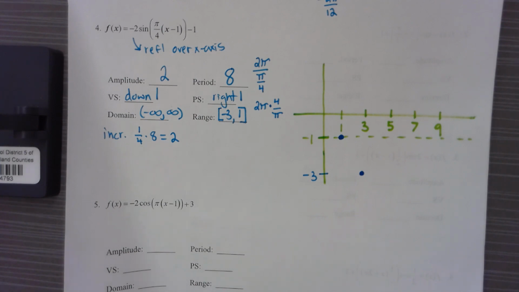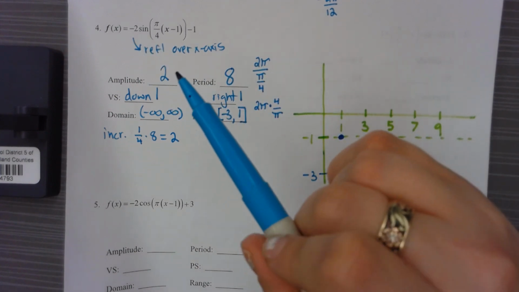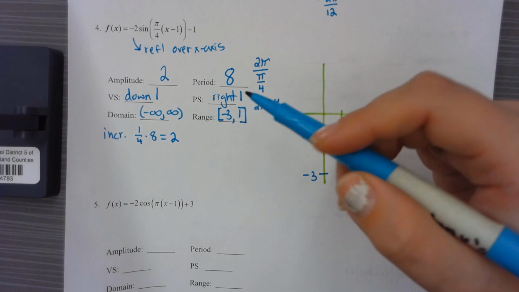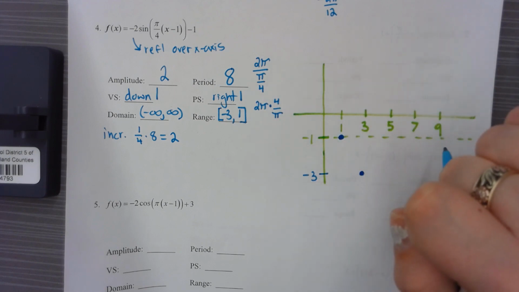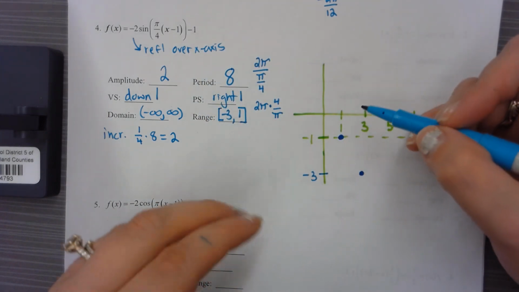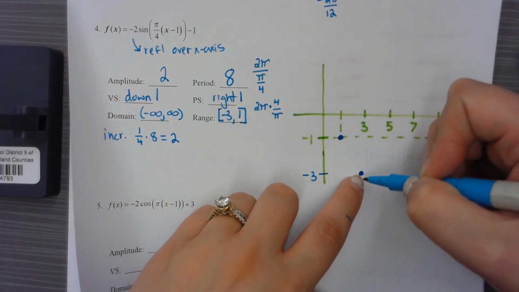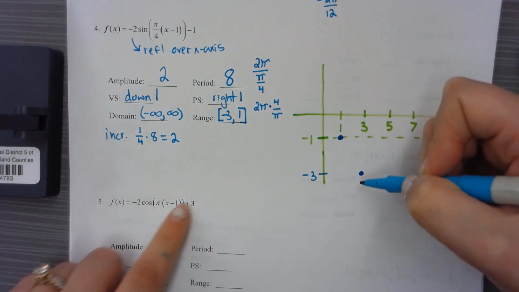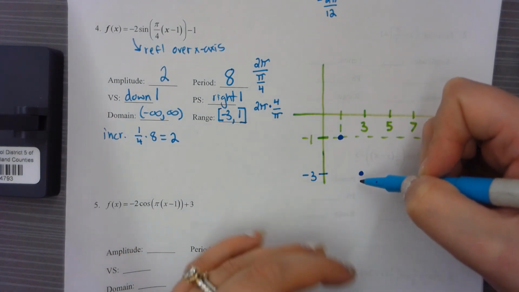The other way we can think about it is, again, if it's a negative sine graph, that means I have to go down first. Does that make sense? And I need to go down from this reference line 2 units. Okay? So if that reference line is at negative 1, going down 2 units takes me to negative 3. Okay. Where am I going to go next?